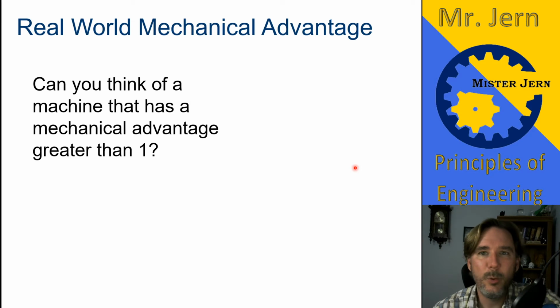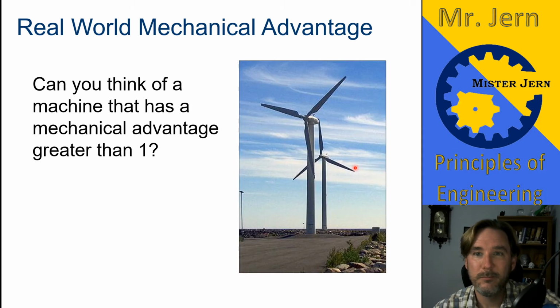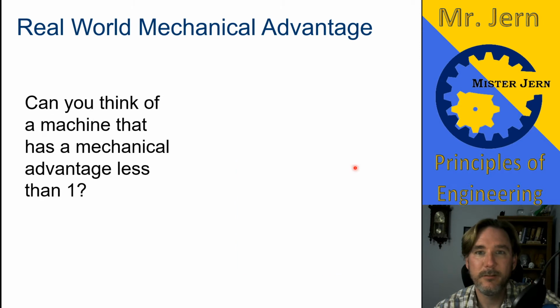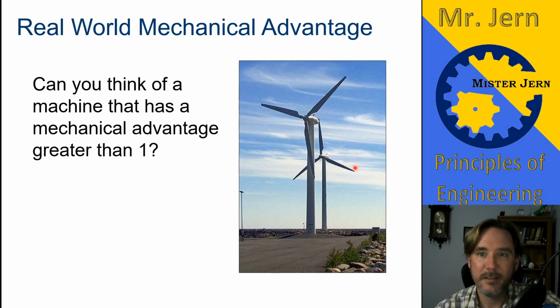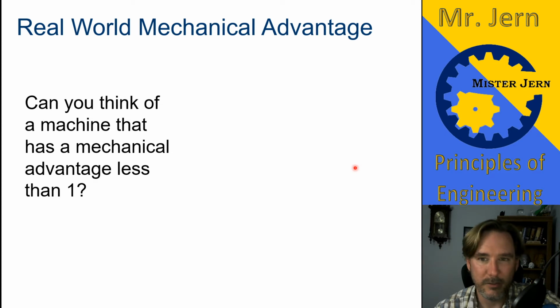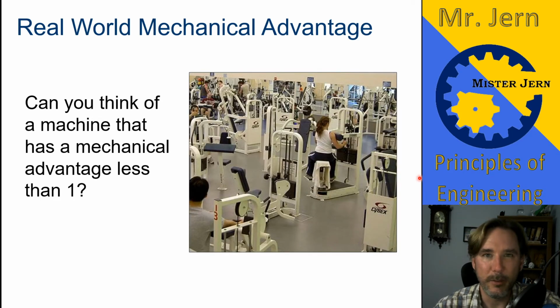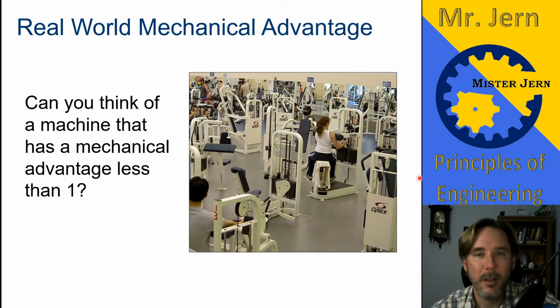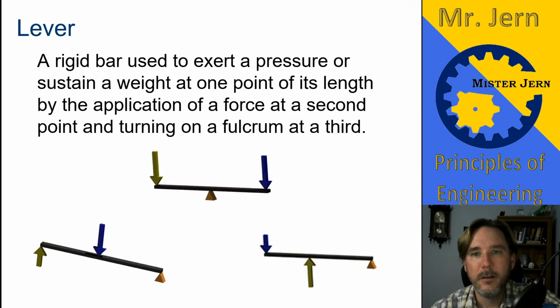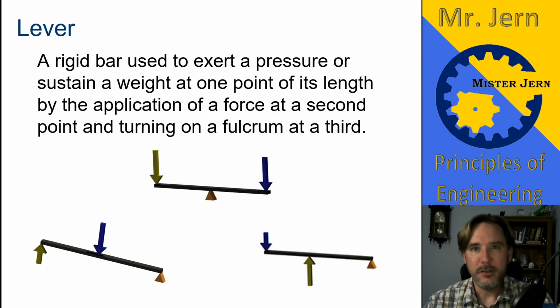So in the real world, mechanical advantage, can you think of a machine that has a mechanical advantage of greater than 1? Maybe a windmill? Okay. Can you think of a machine that has a mechanical advantage of less than 1? So if a machine has a mechanical advantage of greater than 1, well, what does that mean? What if it has a mechanical advantage of less than 1? Can you think of anything there? Okay, maybe some resistance equipment. Okay, you want to travel less distance, so you have to apply more force, right? All right, so that's mechanical advantage.